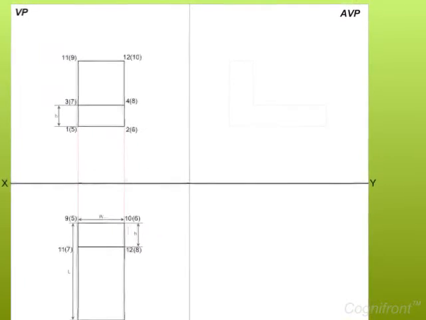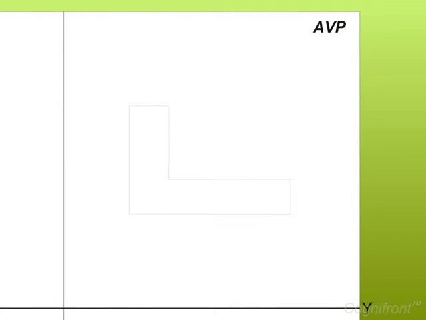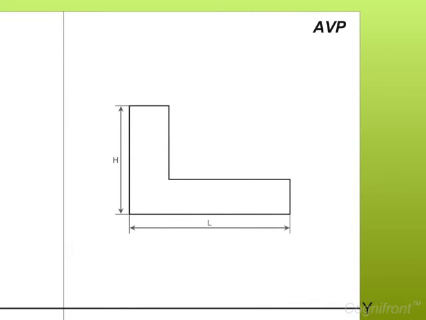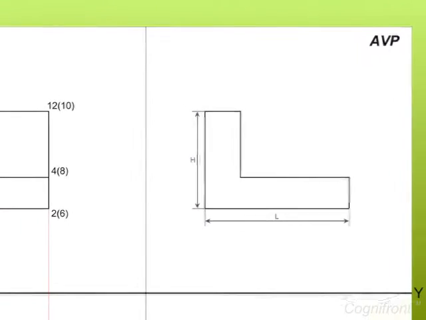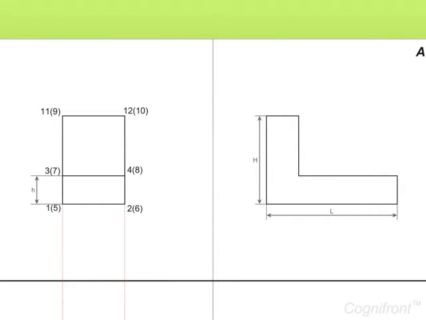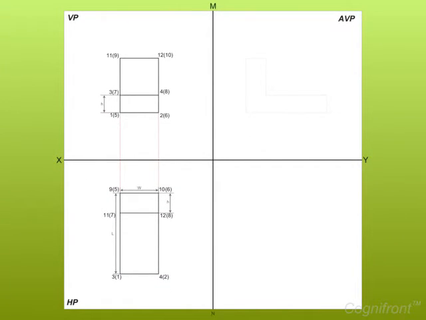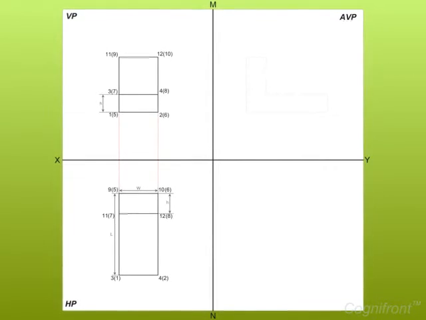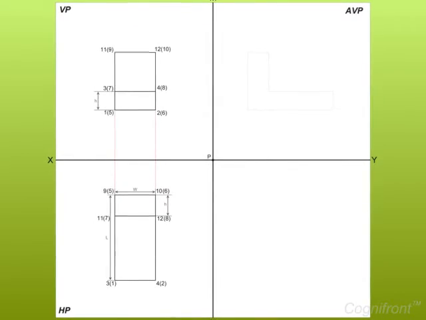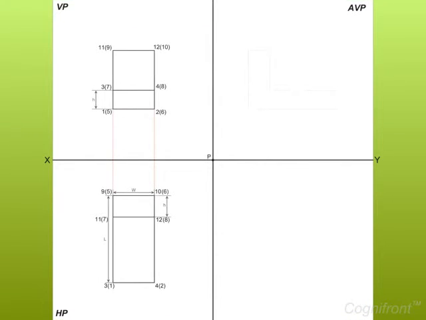Now, the object is viewed from the left side. So, we can see the L-shaped image on the auxiliary plane. This view appears adjacent and to the right of the front view. First, draw a vertical reference line MN, which intersects the line XY at point P. From point P, a construction line is drawn, inclined at 45 degrees in the fourth quadrant. This line is used for transferring distances across different views.